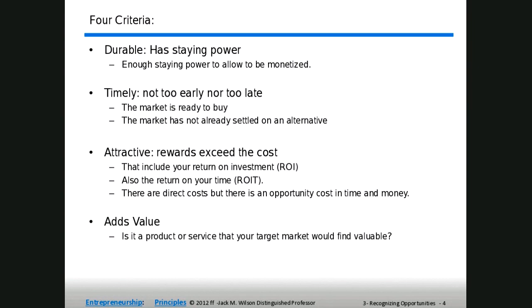We gave those 4 criteria. It needs to be durable, so it has staying power. If you come up with a solution, you get in, and in a very short time it's obsolete, no, it's not going to work. We talked about the window of opportunity having to be timely, not too early or too late. iLink was too early.